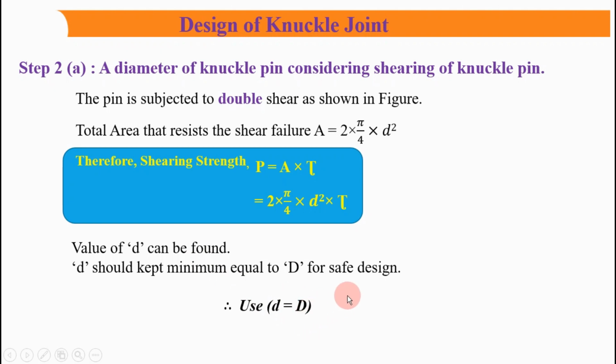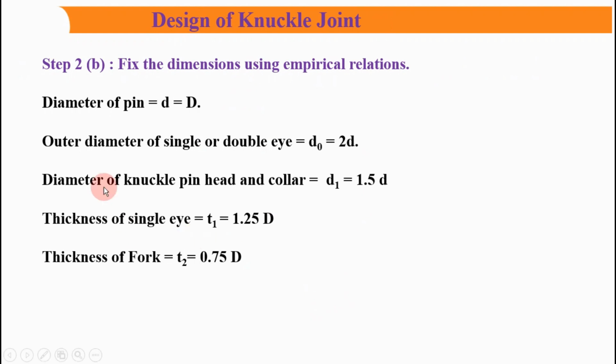Now see next step. Now this is step number 2b. As I have told you before this slide, we have to assume, and we have assumed some standard empirical relation to find out various dimensions of knuckle joint. And what this step 2b says to us, please see, fix the dimensions using empirical relations. Now we need to fix some dimensions of knuckle joint by using these given empirical relations.